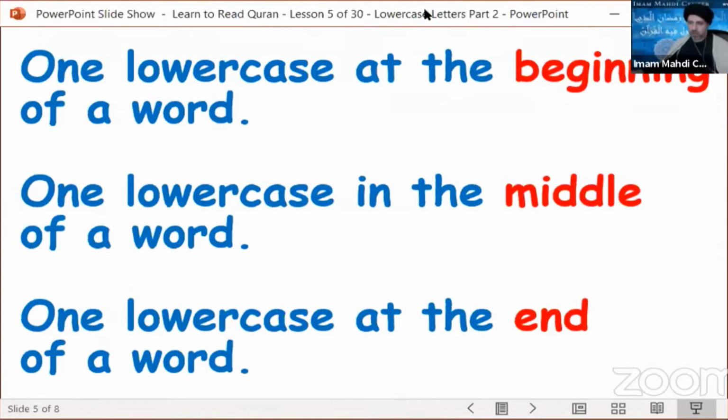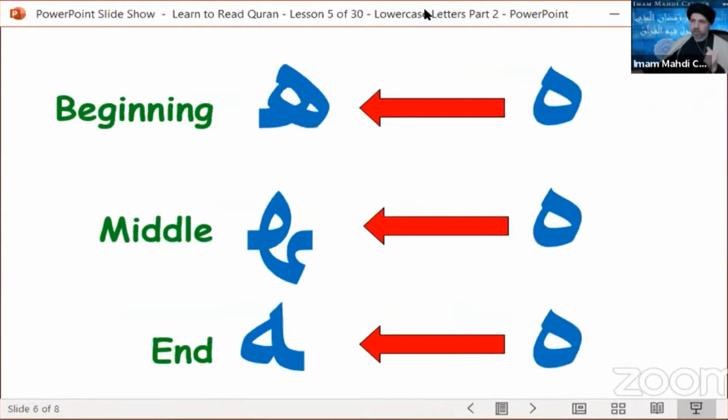So when it's in the beginning, it has one form. When it's in the middle, it has one form. And when it's at the end of a word, it has a third form. So let's look at the ha, for example. The ha has 3 forms. This on the left is how the ha looks when it's all by itself, not connected to any other letter on the right or the left.